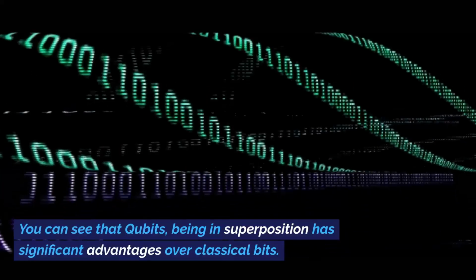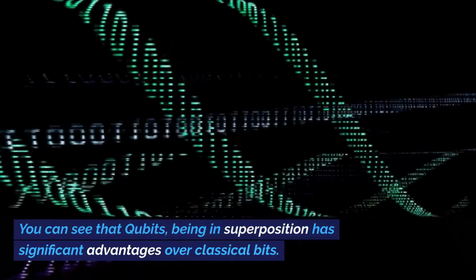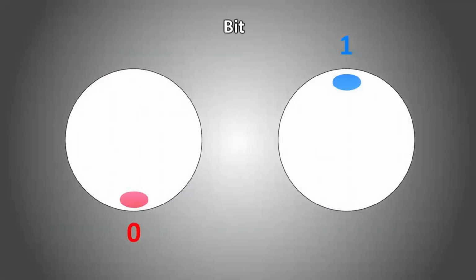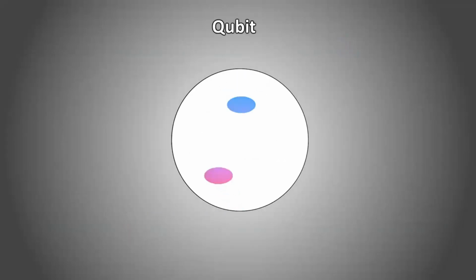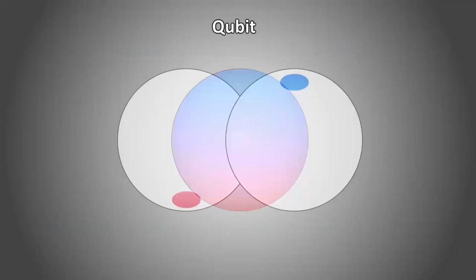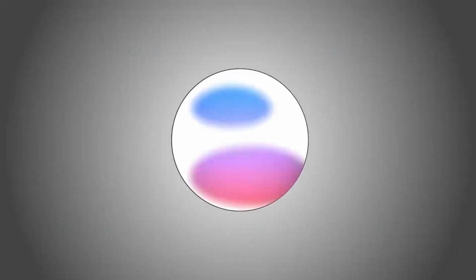You can see that qubits, being in superposition, have significant advantages over classical bits. While a classical bit can only be in 2 states, which is 0 or 1, qubits can be in a state of both 0 and 1 at the same time, and qubits can store 2 to the power of the equivalent number of bits.